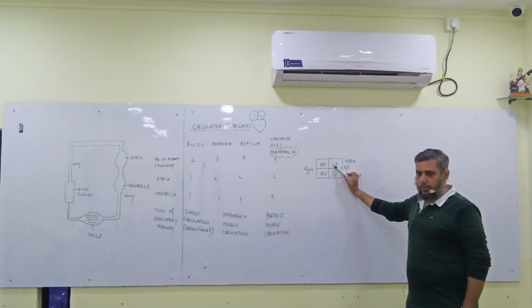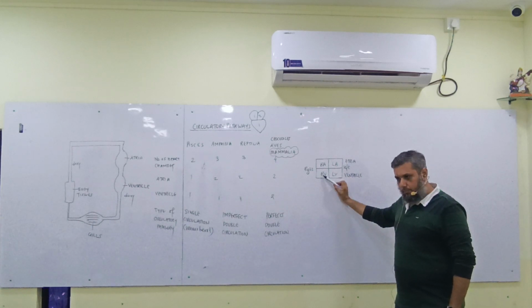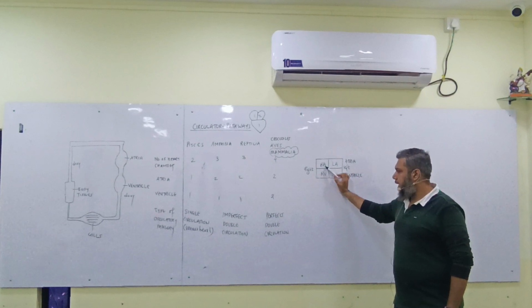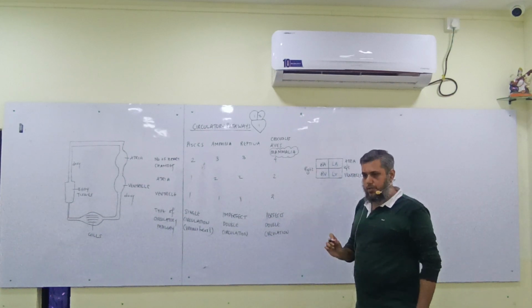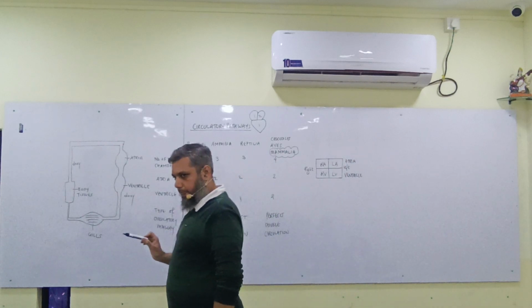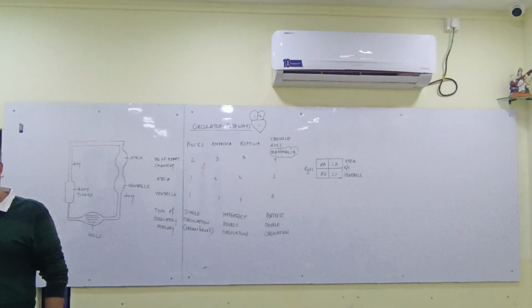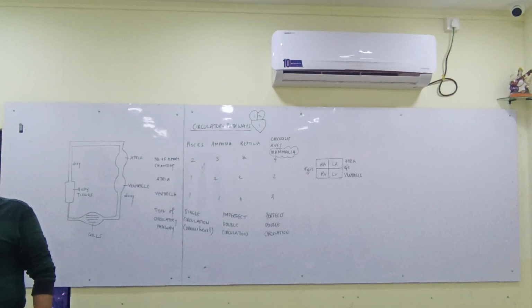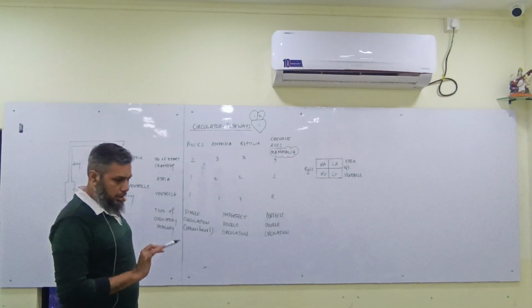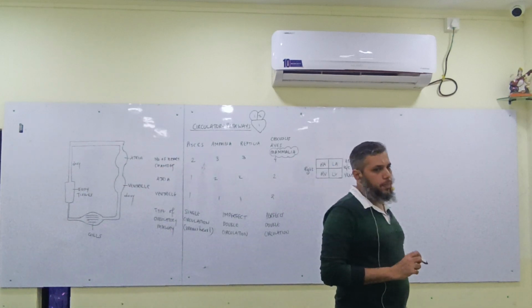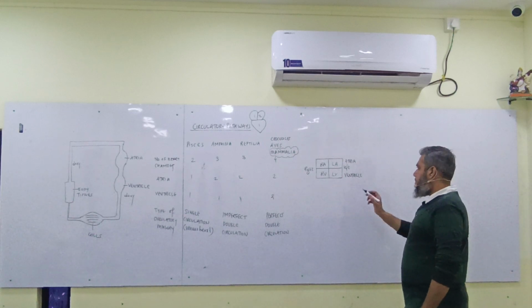L. L is left. Left means... R means right. V means ventricles, pumping chambers, and A means receiving chambers. Will you remember? Will everyone remember? So left atrium is the receiving chamber for oxy. Left ventricle is a pumping chamber for oxy. RV is a pumping chamber for deoxy, and RA is a receiving chamber for deoxy. Clear, everyone? Okay.